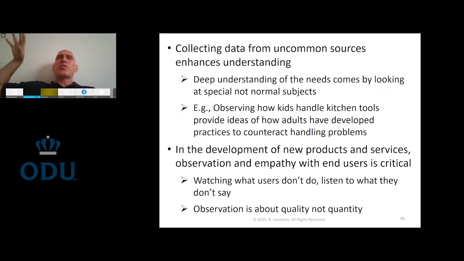There is an example that is widely used, which is an effort to come up with a new design of kitchen tools. What they did was give kitchen tools to kids and observe them, and give them to chefs and observe them. But they didn't go and look at somebody at home normally cooking food. Why? Because normal people tend to adapt their body or their behavior to a particular problem.